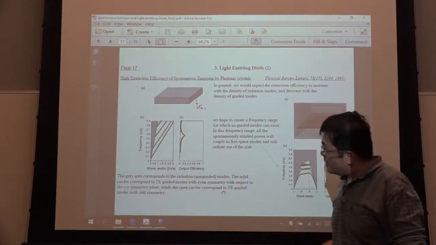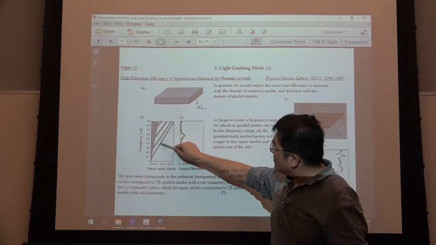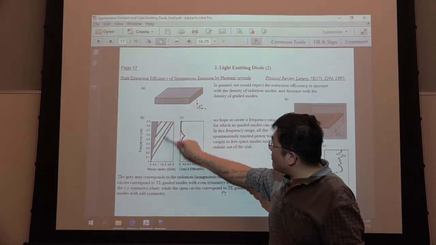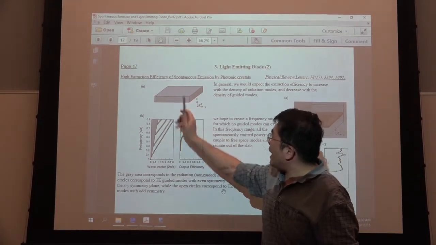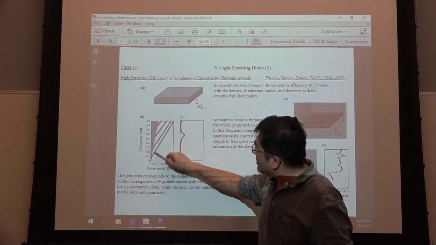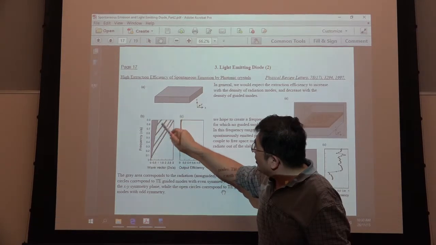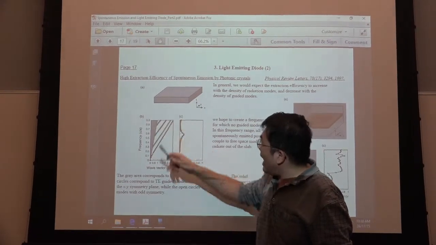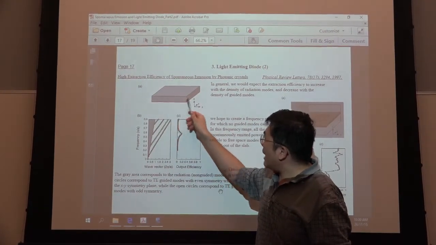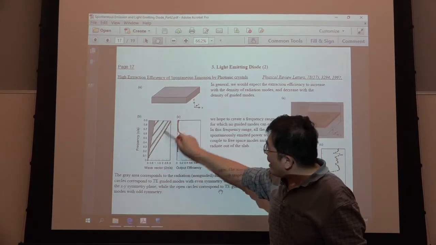So what's the reason? From my understanding, the black one is symmetric. This mode is symmetric along the x or y plane, and I assume a z-polarized dipole. So they can excite the black one and this one. These two curves are asymmetric about the x or y plane, so they cannot be excited by an EM wave. So only the black one matters.